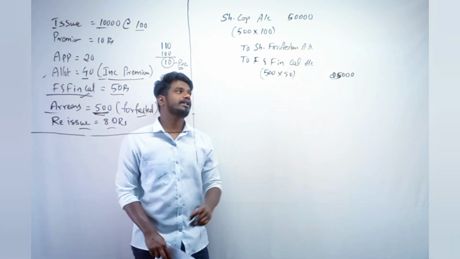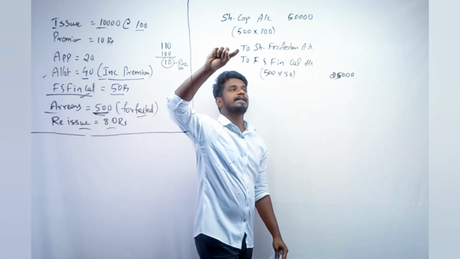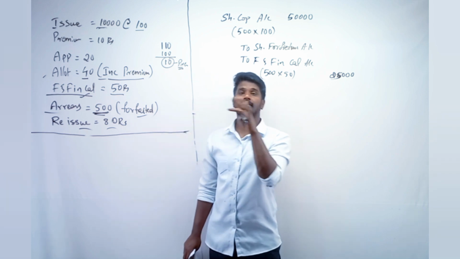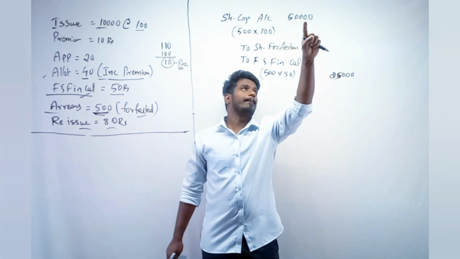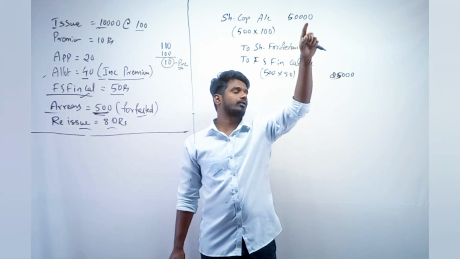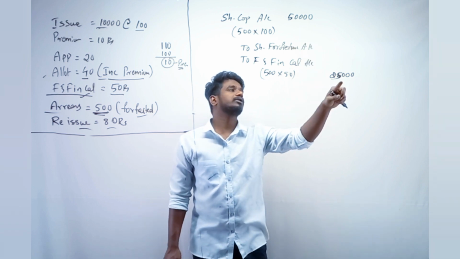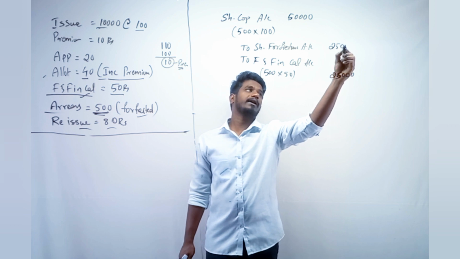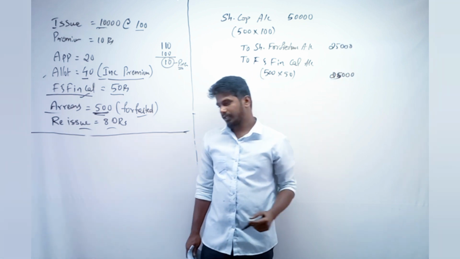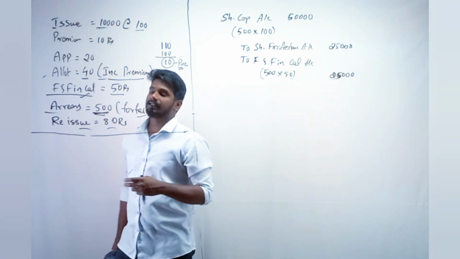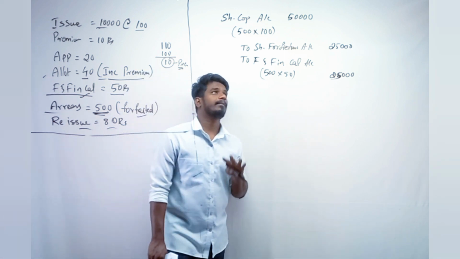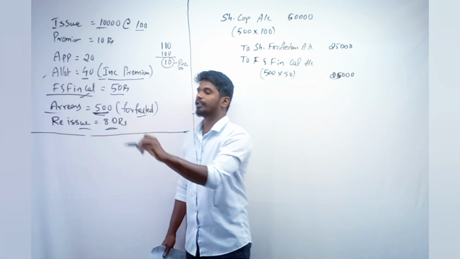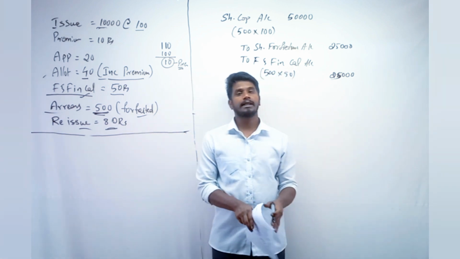Share forfeiture account. In this entry we will write how much we have received in application and allotment. Just minus these two amounts. How much is it? 25,000, right? That's it. The narration will be 500 shares forfeited. Next, the same will be reissued.